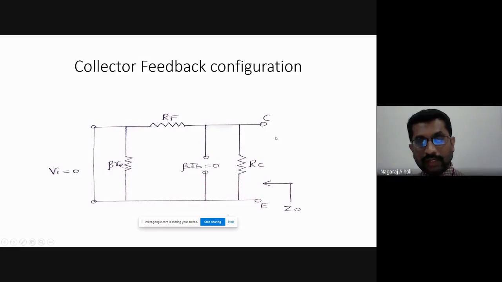Now, if we look into the collector terminal, in between collector to emitter terminal, what will be the output impedance? Can you all tell me? You are looking from the output side, in between collector to emitter terminal, in this direction. This is open circuit. We have only RF at the collector node and RC at the collector node. What will be the output impedance?